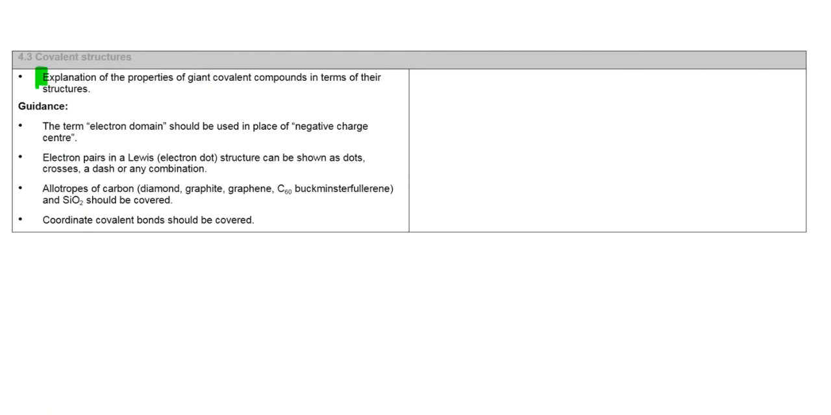Explanation of the properties of giant covalent compounds in terms of their structure. So how they have a high melting point, non-solubility, no electrical conductivity, non-volatility, etc.